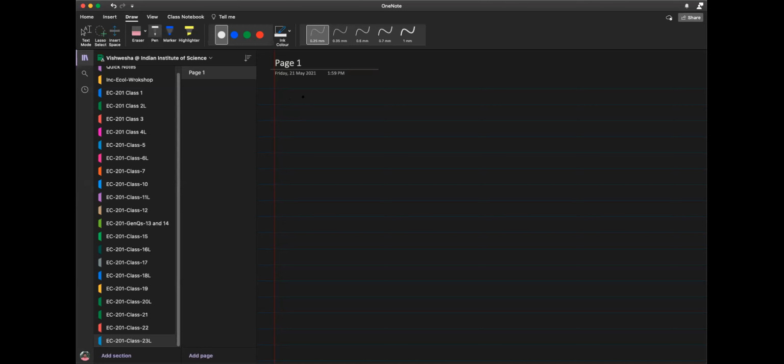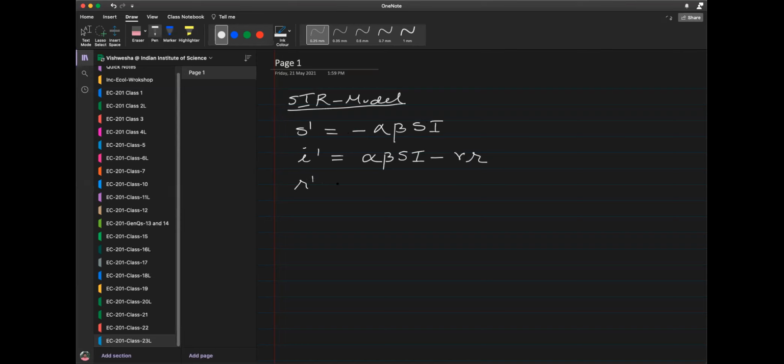So you remember that we had these three equations. S prime is equal to minus alpha beta S I, right? And I prime is equal to alpha beta S I minus gamma I. R prime is equal to gamma I, right? So we wrote this very, very simple SIR model.